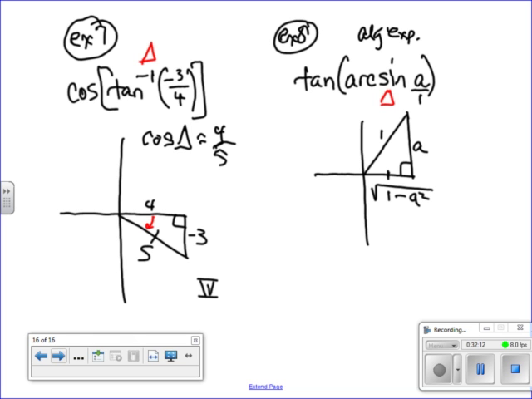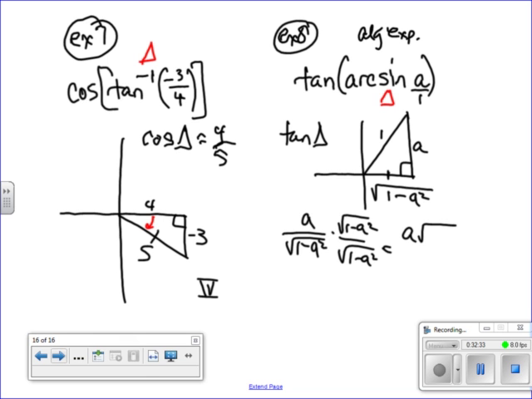Now I want to go find an algebraic expression that's going to represent the tangent of that triangle, because I've already got the triangle. So the tangent is going to be a over the square root of 1 minus a squared, and if I go rationalize that by multiplying by the square root of 1 minus a squared over the square root of 1 minus a squared, that's going to give me a times the square root of 1 minus a squared all over 1 minus a squared, and you're done. That's it. Okay?